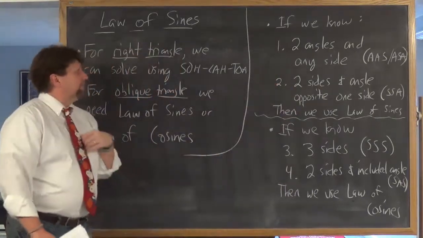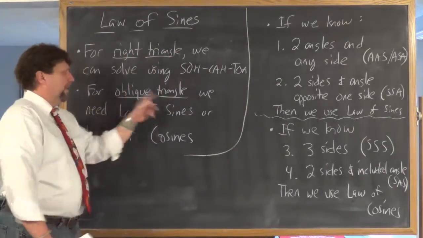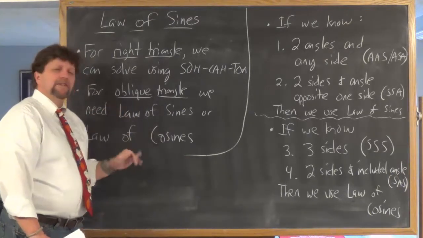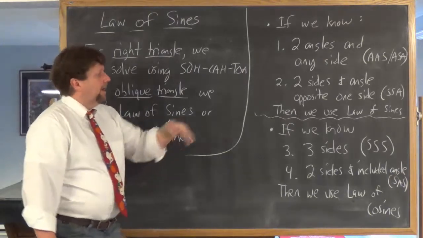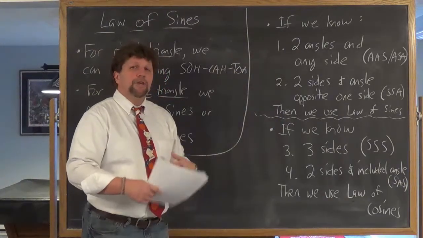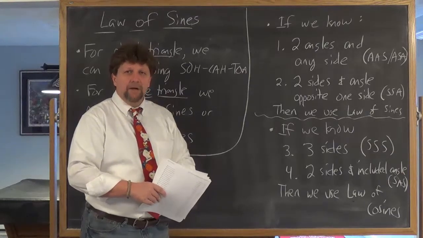So to recap, right triangle, use SOHCAHTOA. Oblique triangle, a non-right triangle, we're going to have to use the law of sines or the law of cosines. I would suggest you know these situations, but I think if we do some examples, it becomes evident how to attack a problem.